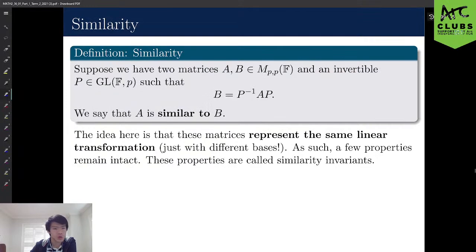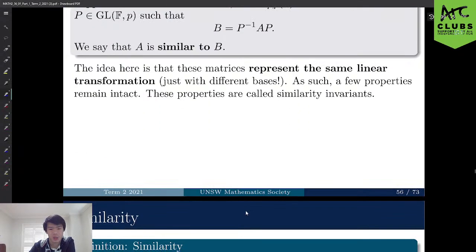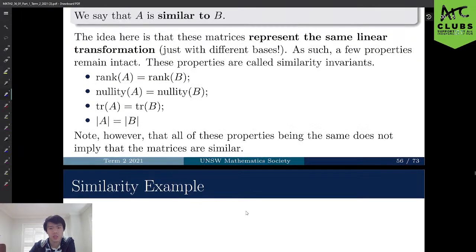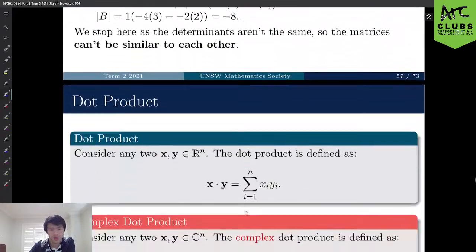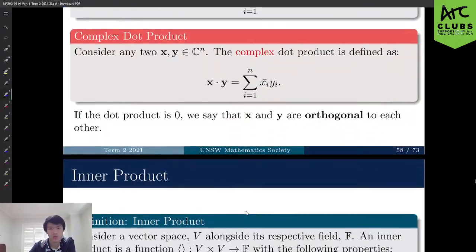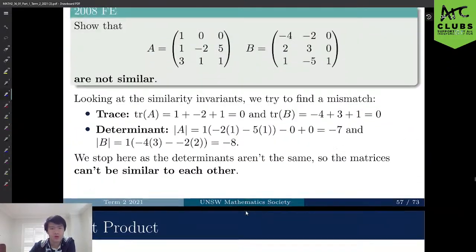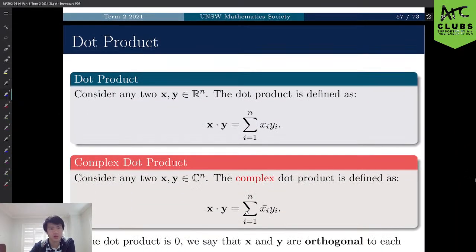So then we'll move on to a concept called similarity. Actually, because of time, we might not cover this, but we will cover similarity later when we talk about the Jordan form, so that'll be next seminar. So what we'll do is move on to something called the inner product and the dot product.